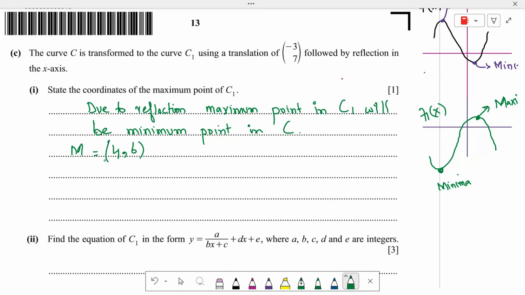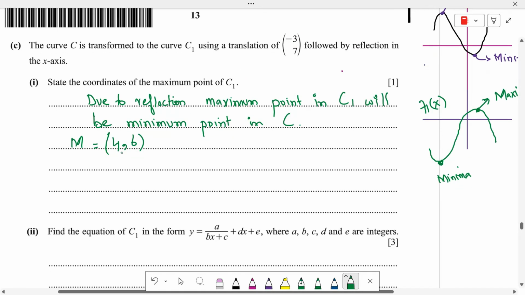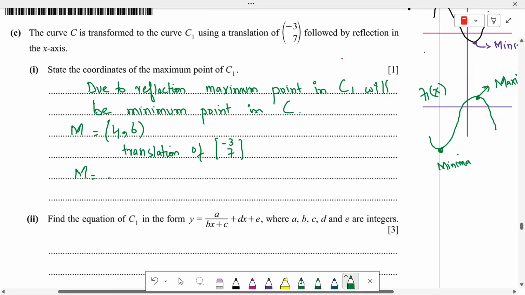and this minimum point has gone through the translation followed by the reflection. This point has gone through the translation of (-3, 7), so this will become 4 minus 3, which is 1, and 6 plus 7, which is 13. So M, which was (4, 6) on curve C, has undergone this translation of (-3, 7), so it will become (1, 13) in C1.